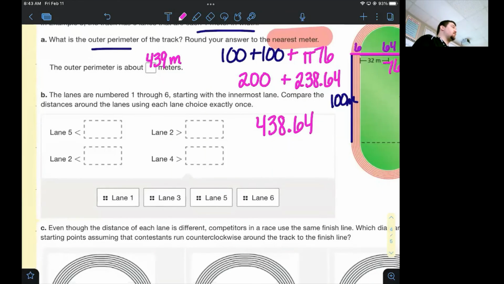Lane 1 is going to be the innermost lane. It's going to have the shortest distance. Lane 2 is the next shortest. Lane 3 is the next shortest, all the way to lane 6. They want us to drag and drop these lanes up here to see which ones are shorter and which ones are longer.